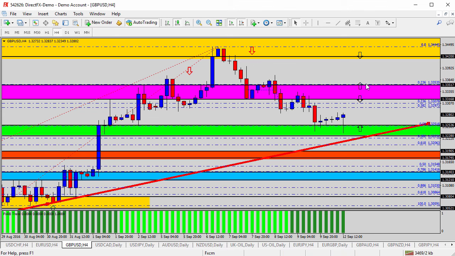So if you're going to go short, let it get to the pink zone. Before you do that, target the green zone or lower. If you're looking to go long, for whatever reason, try to get as close as possible to the green shaded area this week for the pound dollar.